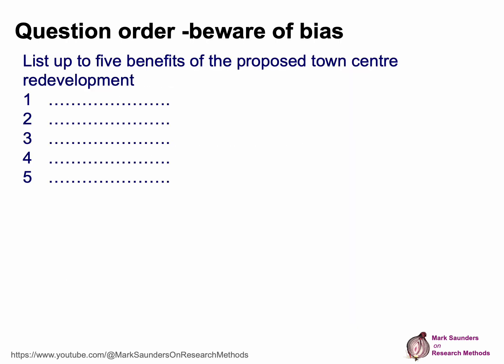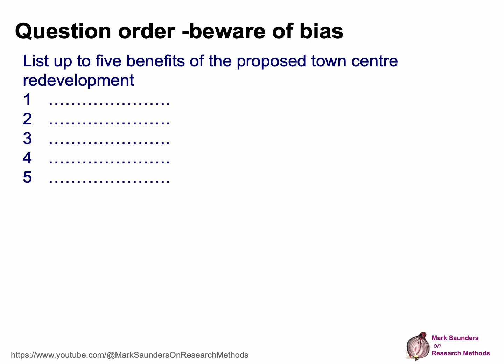So let's now start by looking at bias and the importance of question order in minimising bias. So let's say we've got a questionnaire, and one of the questions says, list up to 5 benefits of the proposed town centre redevelopment. And so our respondent will be typing in or saying these to an interviewer or writing them in by hand on a paper questionnaire, and they'll list up to 5 of these.